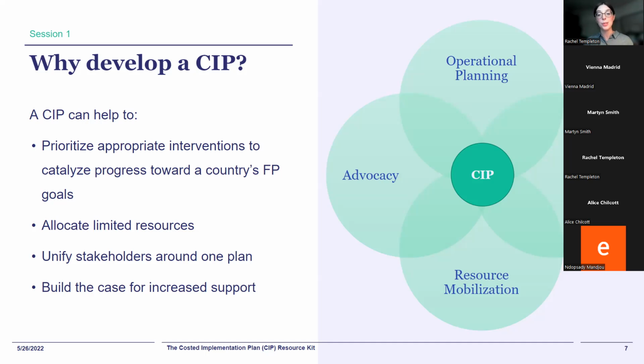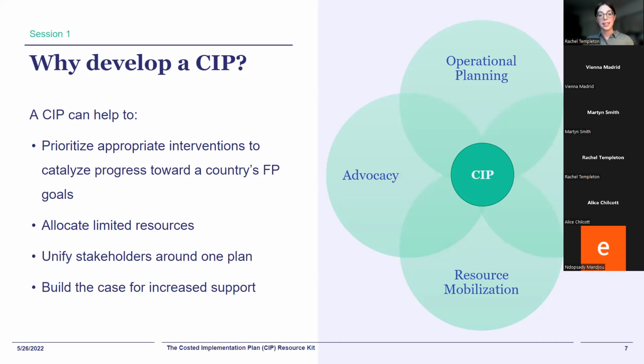So a CIP could be used to build the case for increased financial support for family planning within a country, both from domestic and international sources. It can also be an important tool to bring together stakeholders in the family planning space, in the broader health context, and even in other sectors around a single agreed upon strategy and plan. And I think we've seen the role that CIPs can play in really convening all of these sectors and all of these stakeholders around an agreed upon strategy.